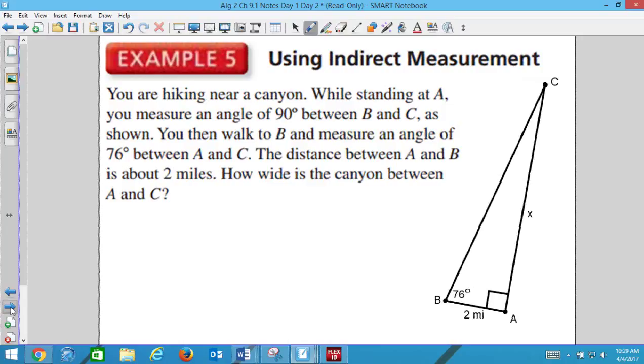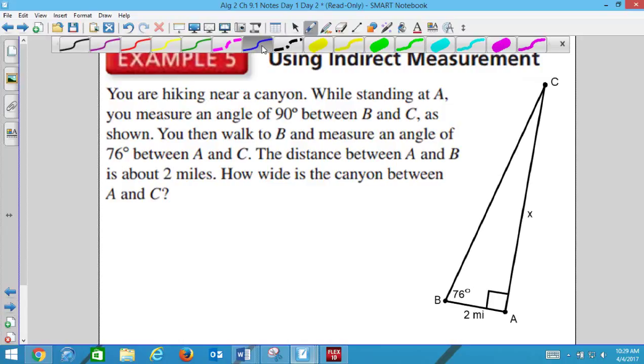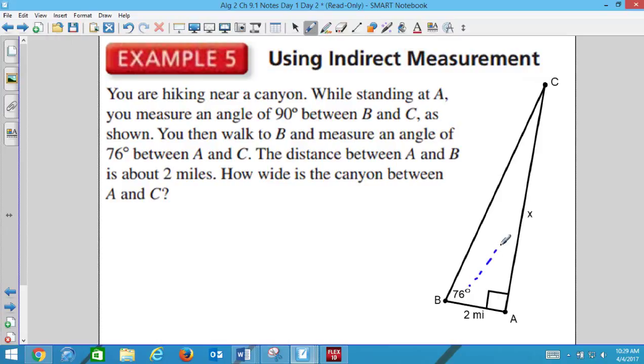So we're going to find the measurement of x. We're going to find how far apart the canyon is. So according to this 76 degrees, what is the x? X is which side? Opposite. And then the 2 miles is which side? Adjacent. And then we say what uses opposite and adjacent? Tangent. So we do tangent of 76 degrees.